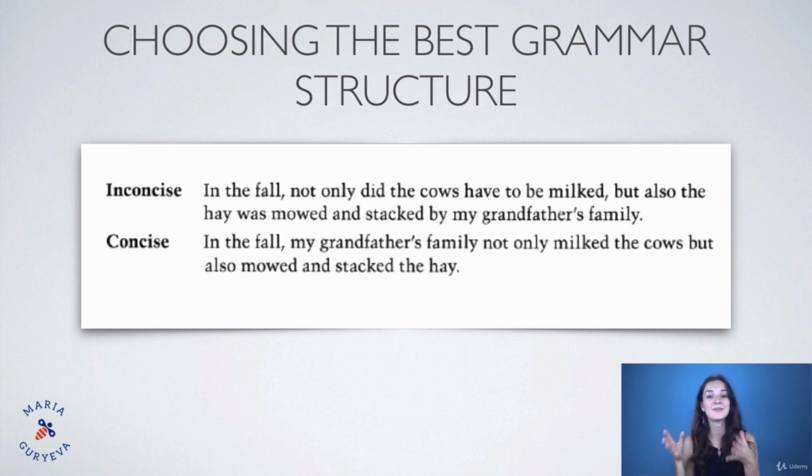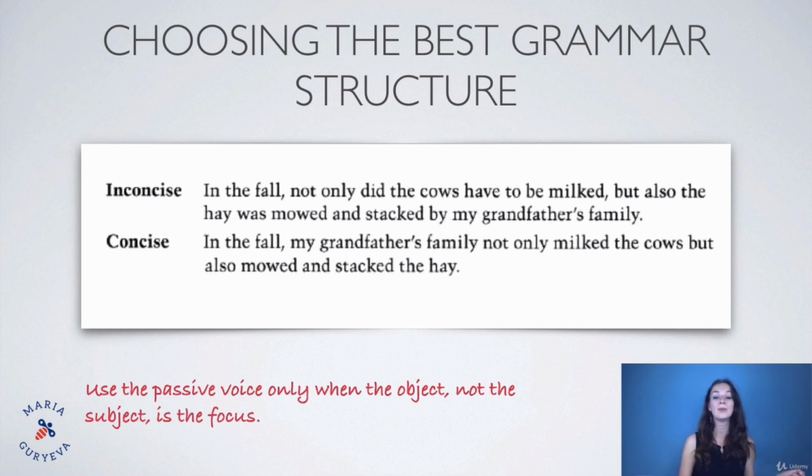So usually the passive structure is not the best structure. We only use the passive structure when the focus is on the object, not the subject. When the subject is not important, let's say my grandfather's family is not important, the most important thing is the cows, but usually it doesn't work this way. Usually the focus is on the subject, so every time the focus is on the subject, we use the active grammar structure, not the passive voice. So the rule here is use the passive voice only when the object, not the subject, is in the focus.